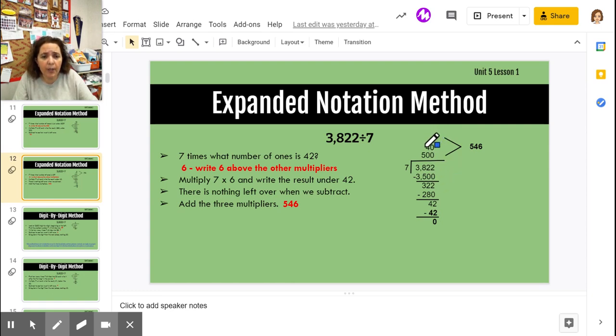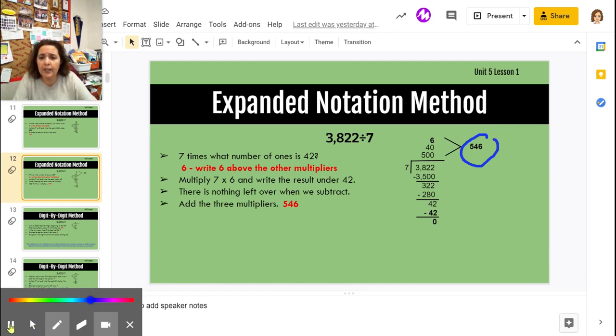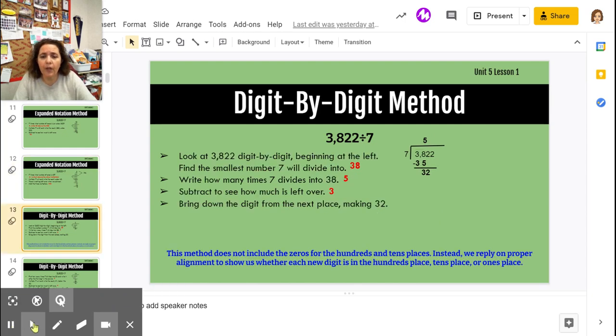I just bring down my digits of 5, and the 4 goes in the tens, and the 6 goes in the ones. So it gives me 546. Notice I got the same answer, just a different way of doing it. That's the expanded notation method. Now we're going to look at it digit by digit. Okay, and this is the way I grew up doing it, digit by digit.